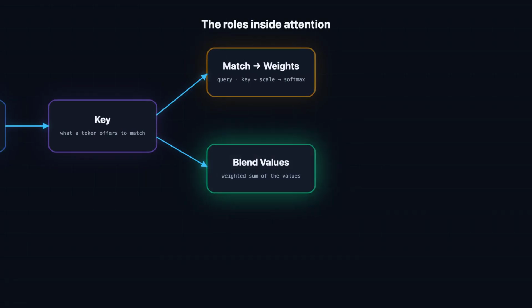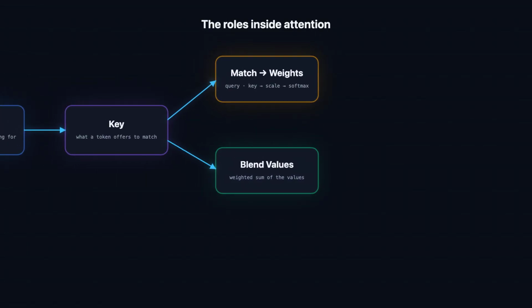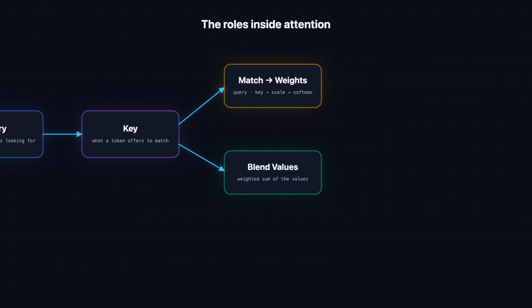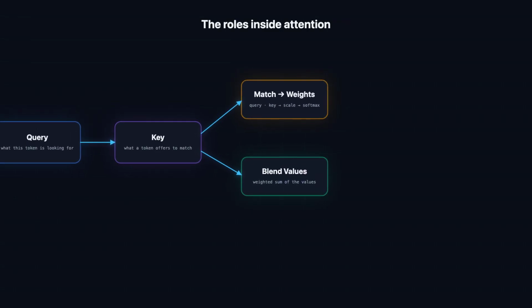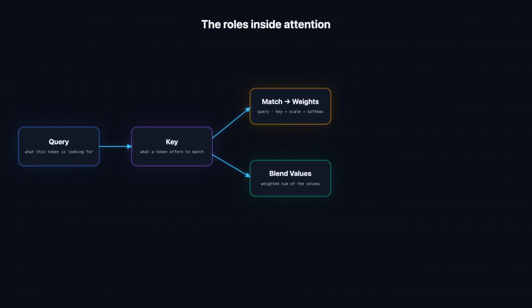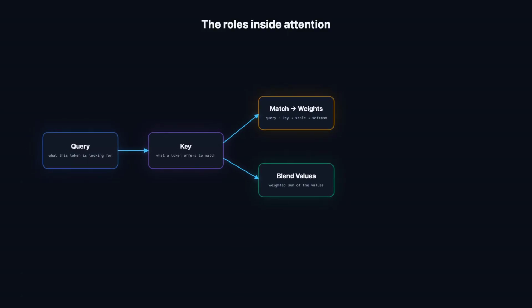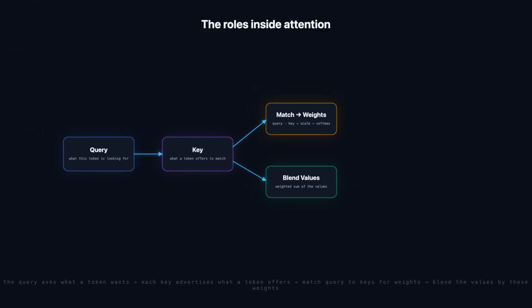Every token also carries a value vector, its actual content, and the output is the weighted sum of all those values, using the weights we just computed. Keys decide how much attention flows. Values decide what actually gets carried.